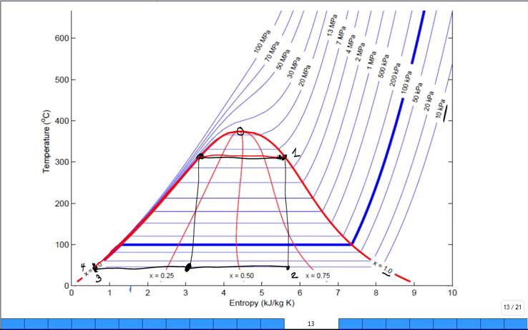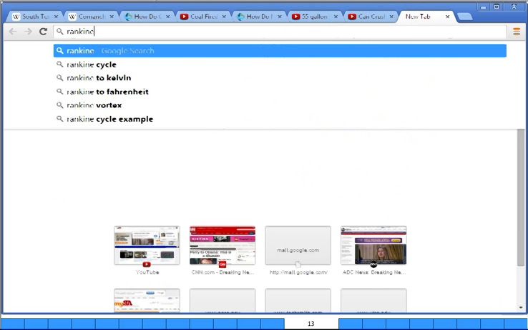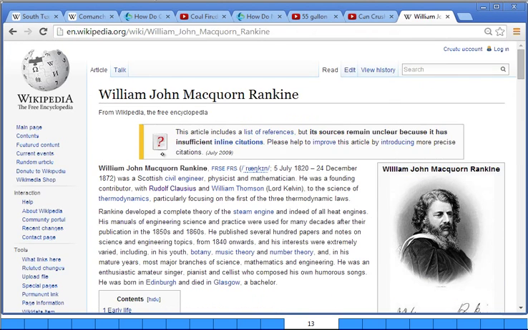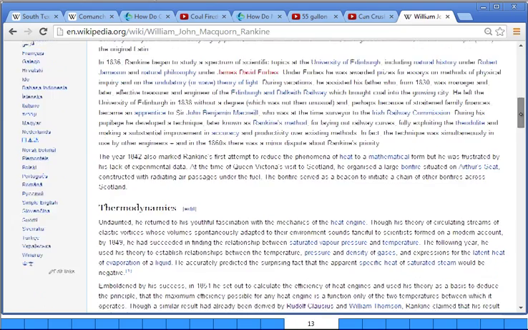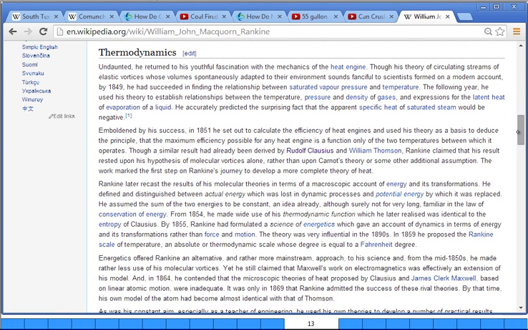Why Rankine? That's the name of a faculty. We could look him up on Wikipedia. Should we do that? Oh, there's his picture. What years did he live? 1820 to 1872. He was Scottish. And he did a lot of work. Contemporary, it looks like, of Clausius and Lord Kelvin. And thermodynamics, there he is. Did a lot with heat engines.